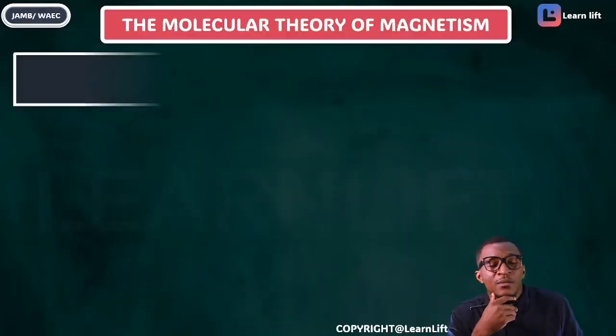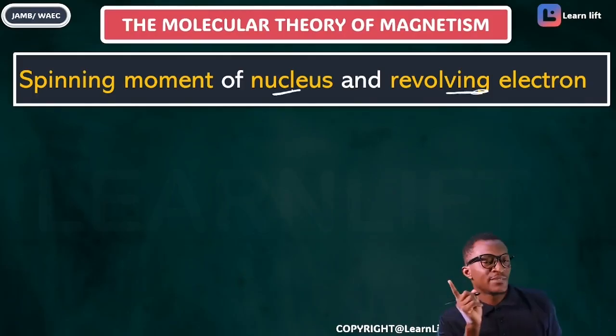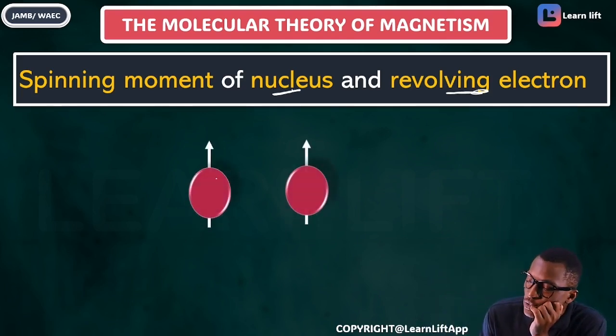Now let's explain the diagram. Look at this diagram. We said that spinning moment of nucleus and revolving moment of electron. Now let's explain. Give me two diagrams. Look at this. Let's call this the nucleus. Let's call this the electron. This arrow you see is called moment.